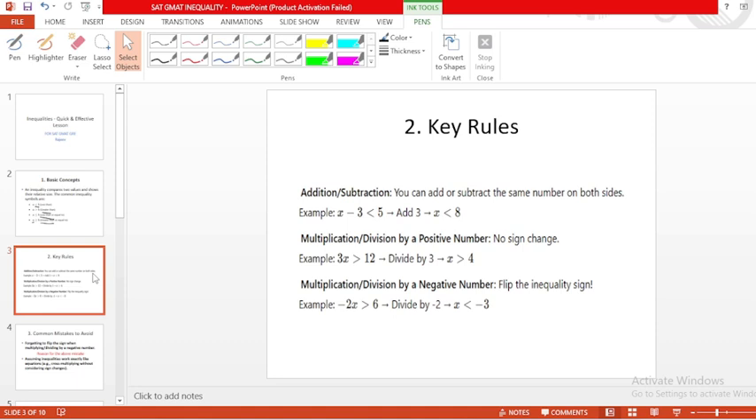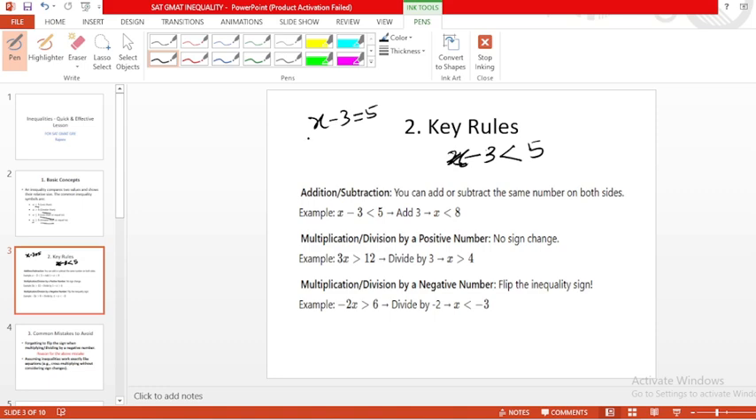Now, what are the rules? Rules for solving inequality questions are this. Okay, friends, the first rule is addition and subtraction. You can add or subtract the same numbers on both the sides, same as what we are doing in the equation. For example, say x minus 3 is less than 5. If this were an equation, x minus 3 is equal to 5.